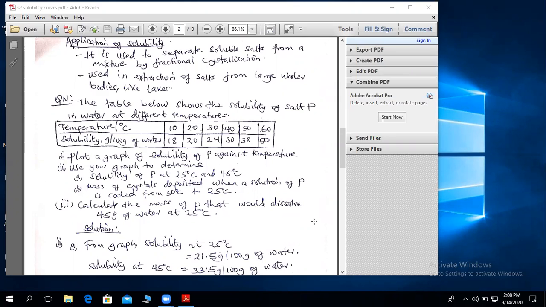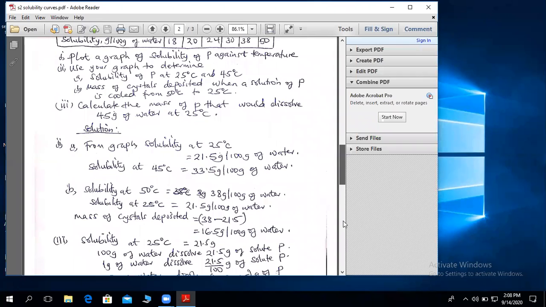So let us go to this question of the graph. This is where I think some of you became lazy and did not plot the graph. The table below shows solubility of solute P. This is the graph that we plotted the other time, but I gave you a question where you are supposed to plot a graph and some of you did not. So I am repeating this such that it can help you to go back and plot the graph and answer the questions.